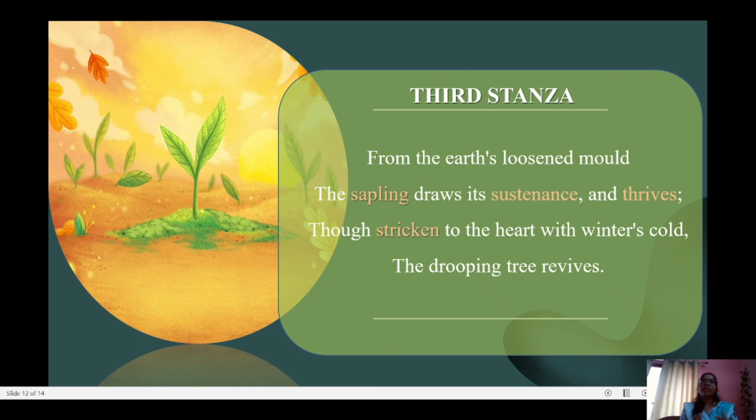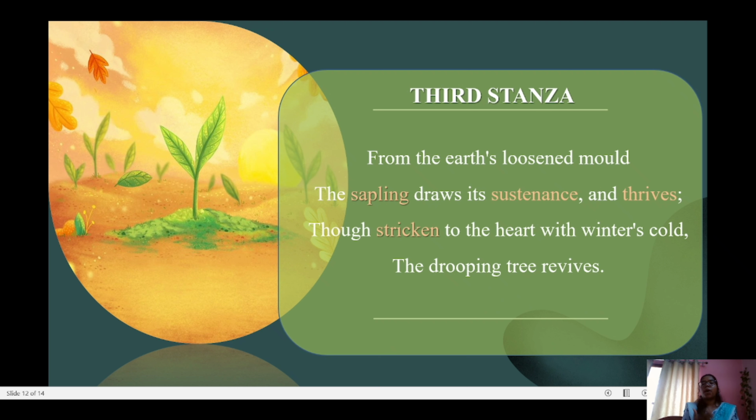So you see, when the soil is all soft and nice, the saplings, the baby trees, are now able to suck all those good nutrients, all that good stuff from the ground, and these things are helping them to grow, to flourish. This is what the word thrives means, to flourish.